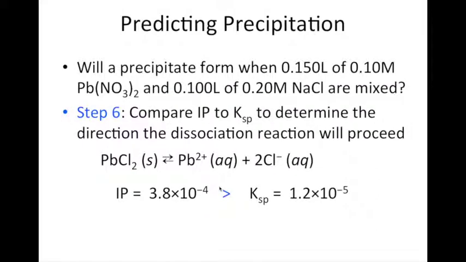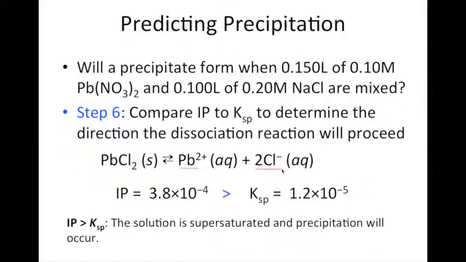So we saw that our IP value was greater than KSP, which means the concentration of lead and chloride is greater than the equilibrium concentration. So we will get a precipitation of lead chloride when we react our lead nitrate and our sodium chloride.